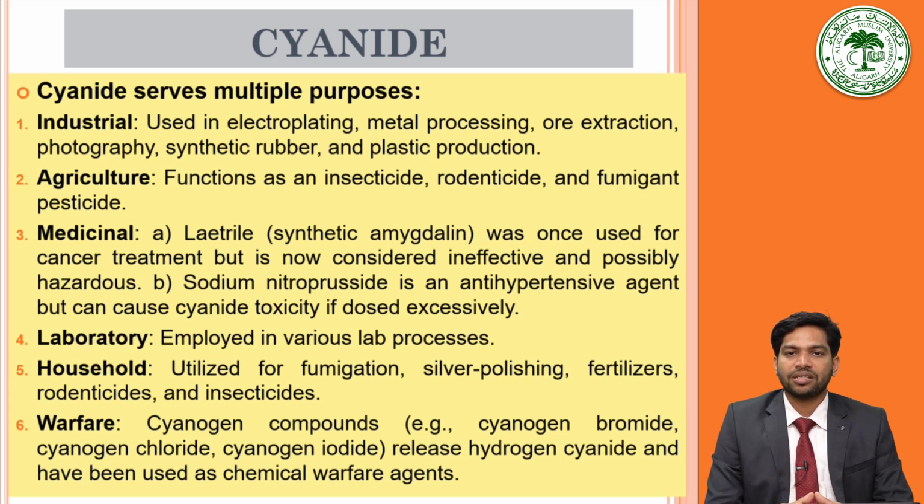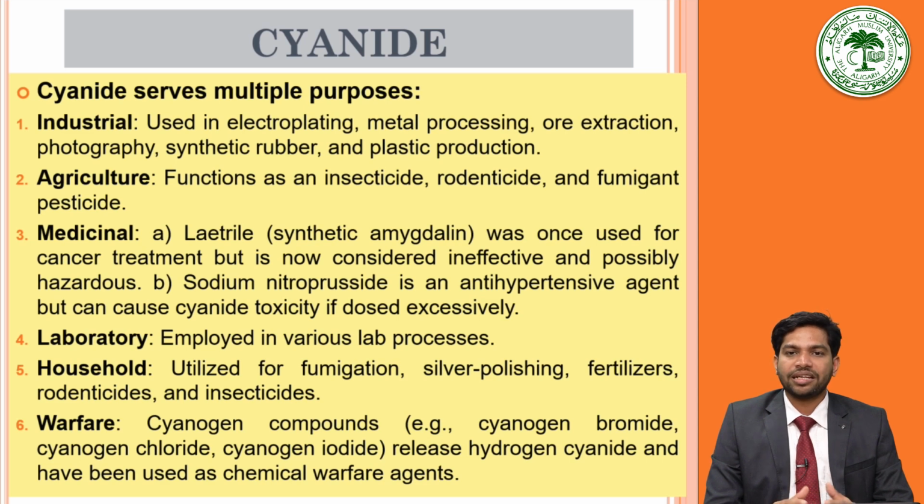Cyanide is used practically for multiple purposes. In industries, it is used in electroplating and metal processing, ore extraction, photography, and synthetic rubber and plastic production. In the agriculture sector, it is used as insecticide, rodenticide and fumigant pesticides. As a medicine, laetrile, a synthetic amygdalin, was once used for cancer treatment but is now considered ineffective and possibly hazardous. Also, sodium nitroprusside is an antihypertensive agent, but it can cause cyanide toxicity if used excessively.